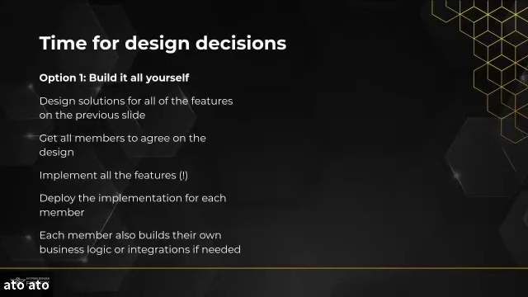So if we go the build it ourselves route, we're going to have to design solutions for all the features on the previous slides. Not only that, we're going to have to get all the members of the network to agree on all of those solutions, that they're a good solution, that they're secure, that they meet everybody's needs and interests. Then we've got to go build all of those features. It's important to get the agreement on it before you go build it. You can sometimes do those in parallel. It doesn't always work out so well.